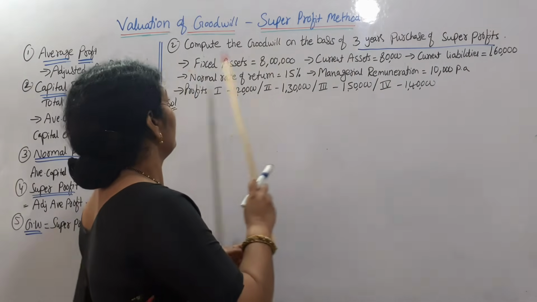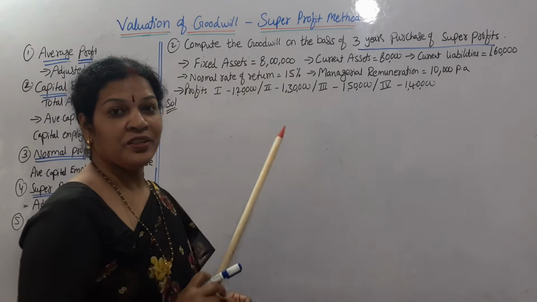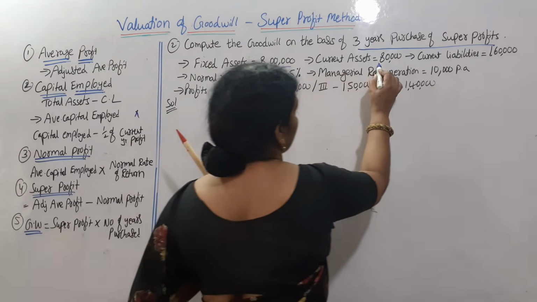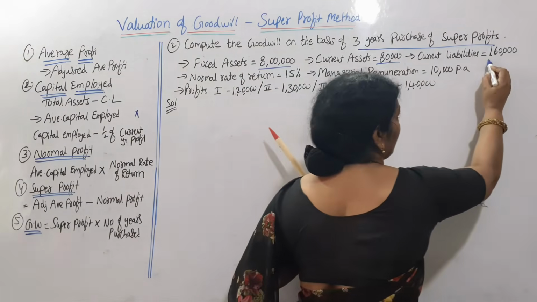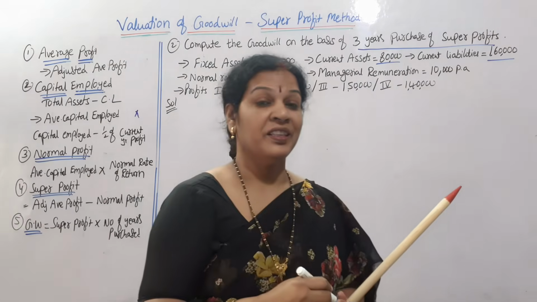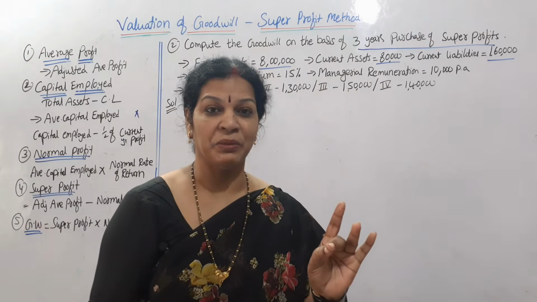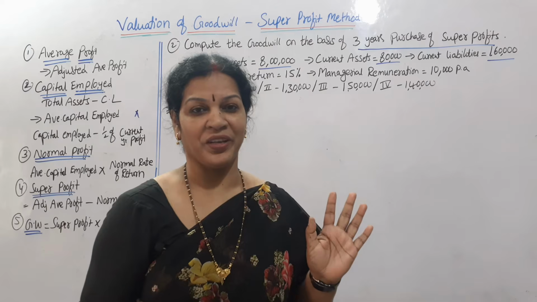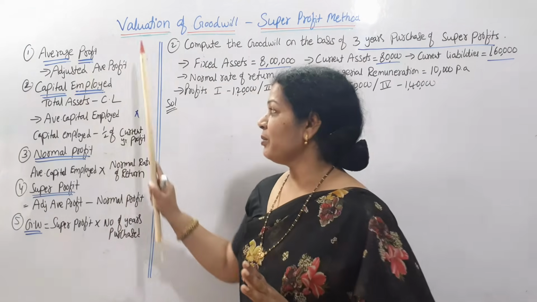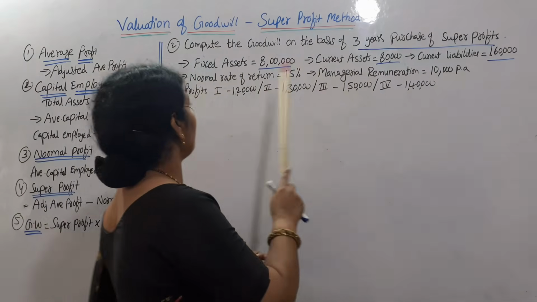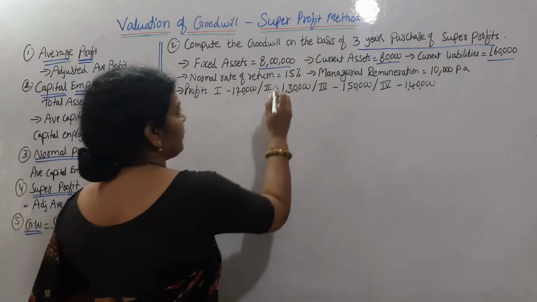Okay, fixed assets 8 lakh, current assets 80,000, current liabilities 1,50,000. This information, fixed assets, current assets and current liabilities, is given, means capital employed we have to calculate. Remember this? So capital employed we are going to calculate. Then after that, normal rate of return 15%.